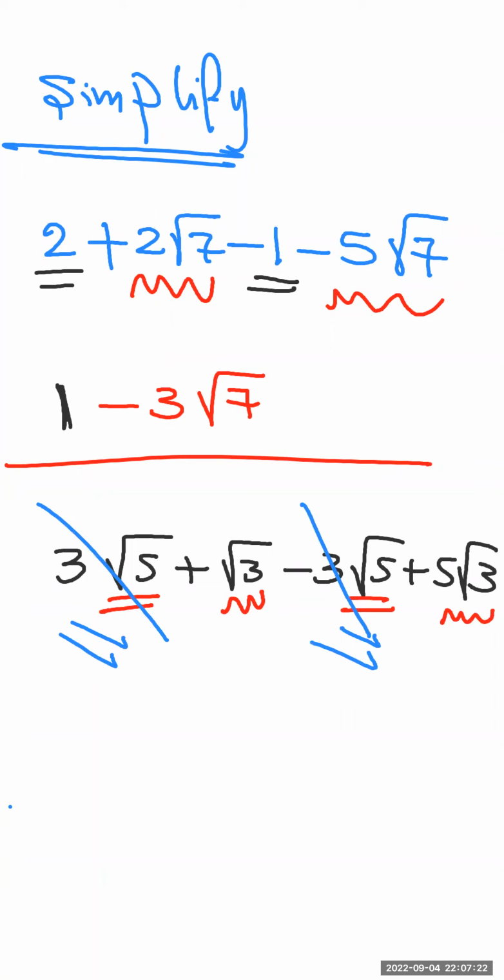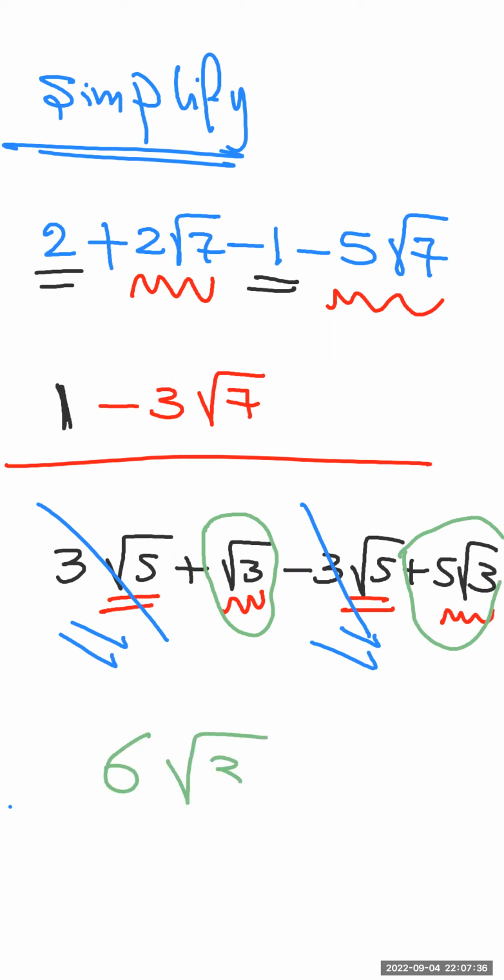Now, the next two terms. Square root of 3 plus 5 square root of 3. So 1 square root of 3 plus 5, so 6 square root of 3, also finished. I think it's a very easy topic, right? Okay, great, guys, great.